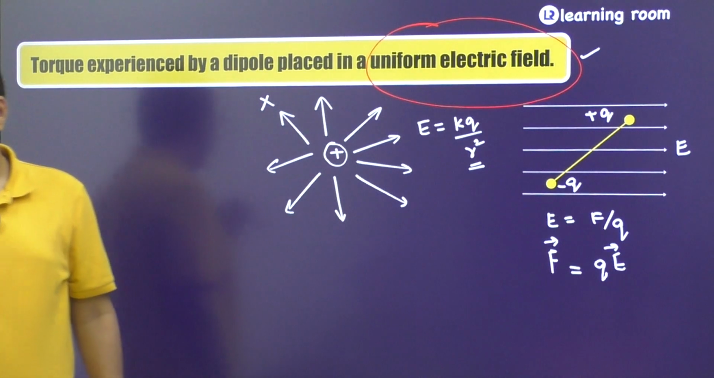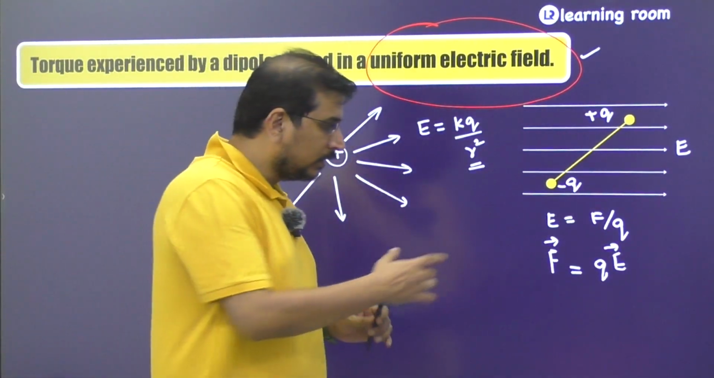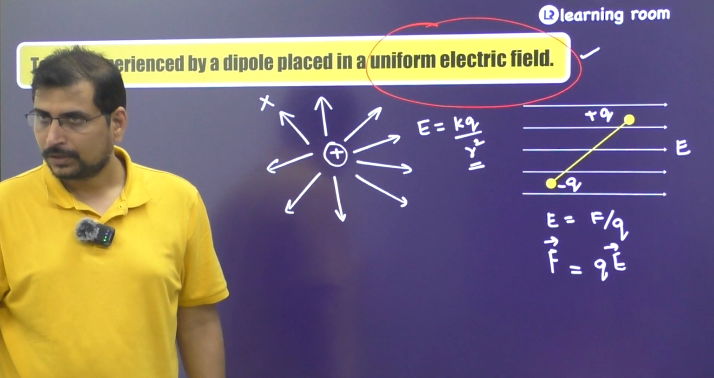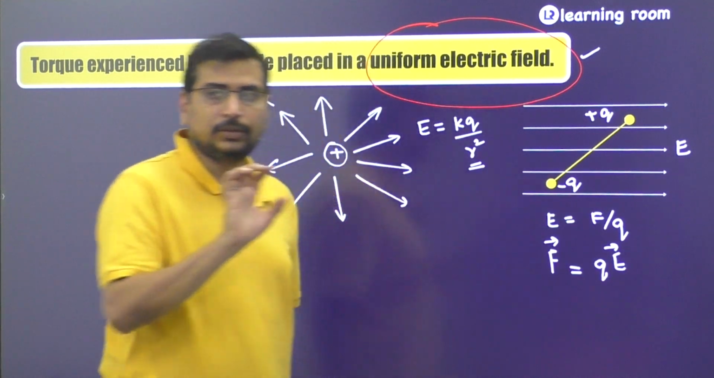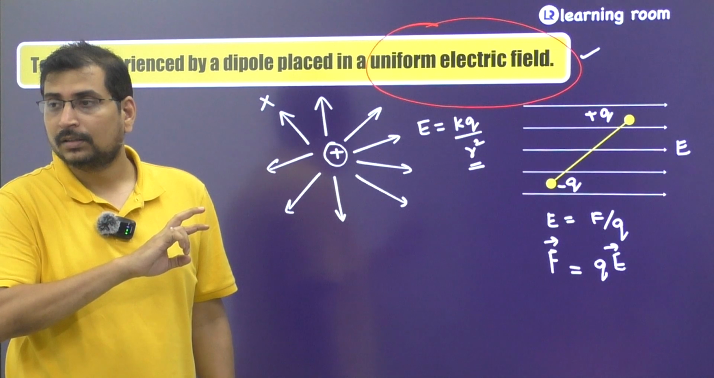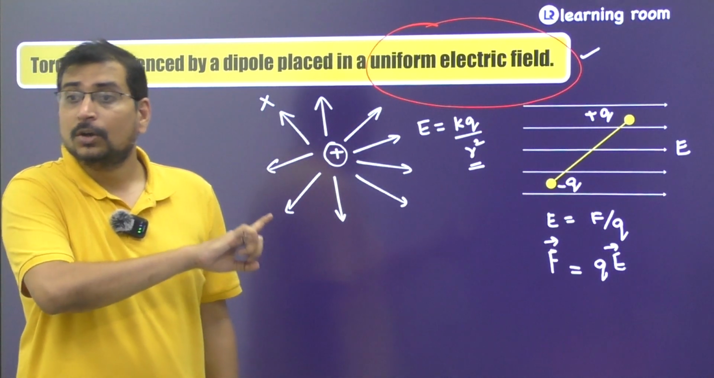Now tell me one thing. Who will decide the direction of force? I will be able to tell that the force and the electric field have the same direction if the charge is positive, whereas if the charge is negative, the force and electric field will be in opposite directions.